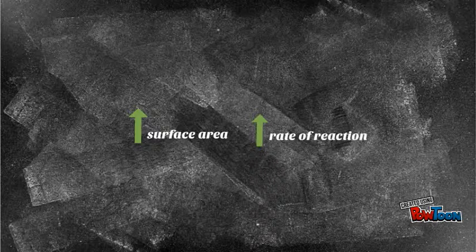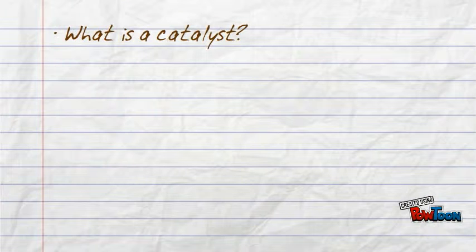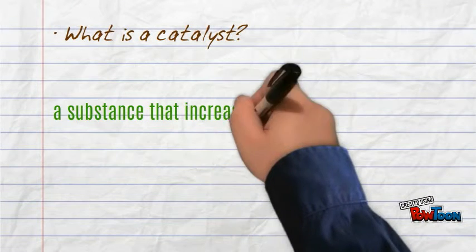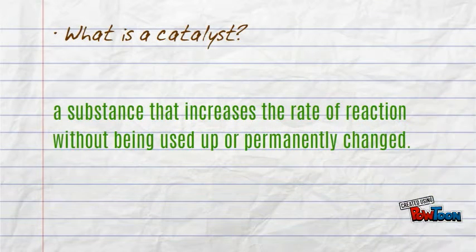The presence of a catalyst is another factor that influences the rate of reaction. A catalyst is a substance that increases the rate of reaction without being used up or permanently changed. And the way it works is pretty interesting. It works by lowering the activation energy for reaction, so essentially it makes it easier for successful collisions to occur.